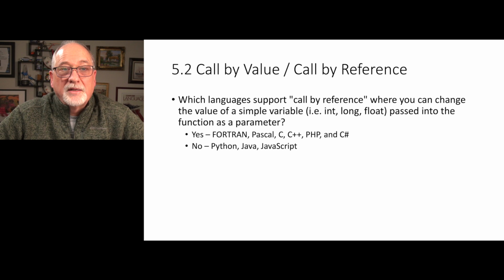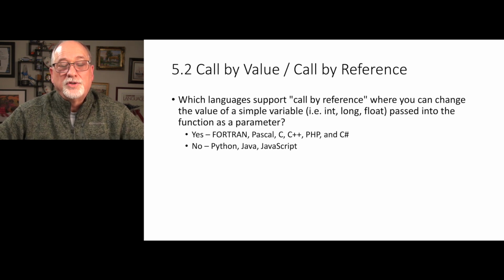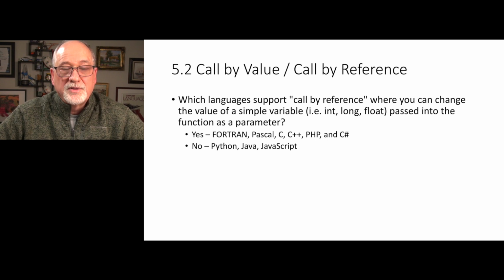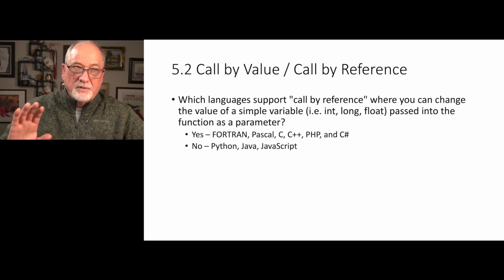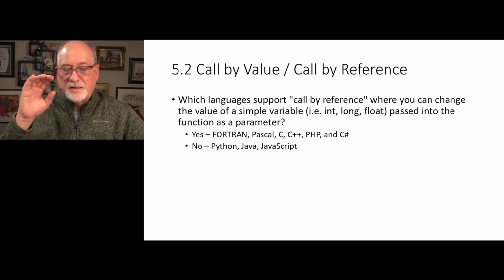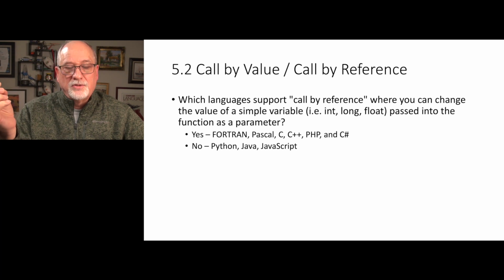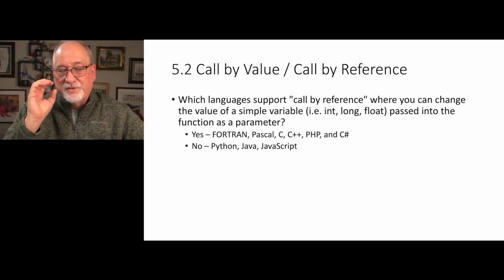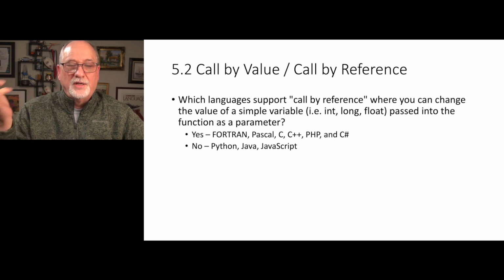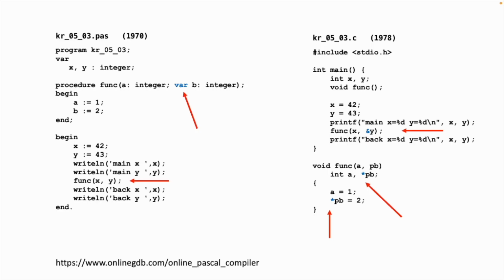So the languages Pascal and C and C++, PHP, and C# have this notion, a formal notion of call by reference. And languages that don't have it are like Python and Java and JavaScript. Now there is a notion, the fact that I said this is for simple types like integers, objects are passed in, but then if you call methods on objects, you can actually change the data that the object has. But it's not like you're changing the object, you're changing the object's data.